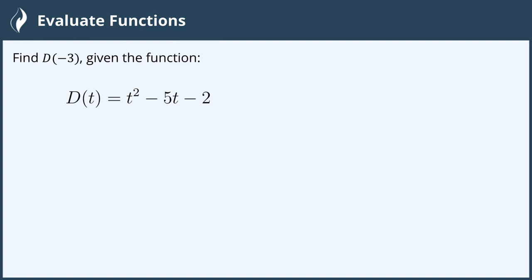Hi everyone! In this video we will evaluate functions. Find d of -3 given the function d of t equals t squared minus 5t minus 2.